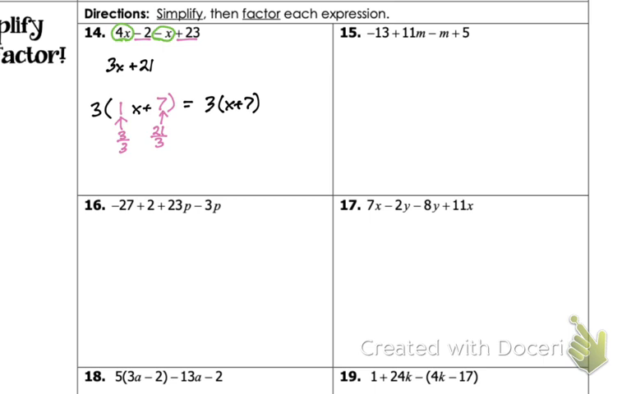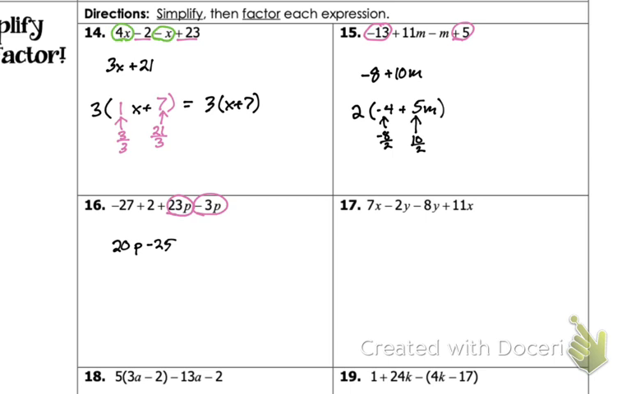Okay. Our next one, we have a negative 13. We have an 11m. We have a negative m. I'm going to do this slightly out of order, but that's okay. Negative 13 plus 5. I'm going to call on someone random. I have a negative 13, 27 plus.